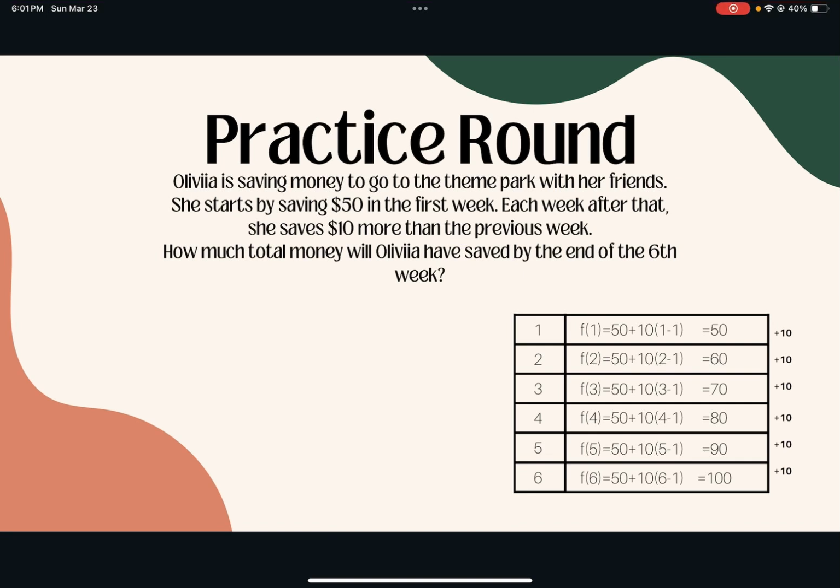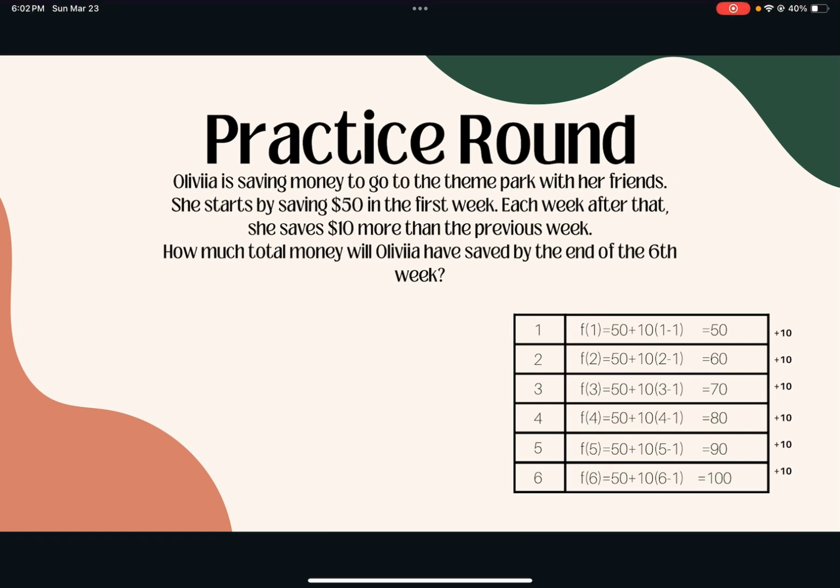Okay, so here I have a table, and there are different ways to approach this problem. But the first one is going to be the table. On the left-hand side, we have 1, 2, 3, 4, 5, and 6, representing the different weeks. We know in the first week, which will be our first term when we write the equation, Olivia starts with $50. And in the second week, remember, she's adding $10 more, so she'll have 60, and it'll continue.